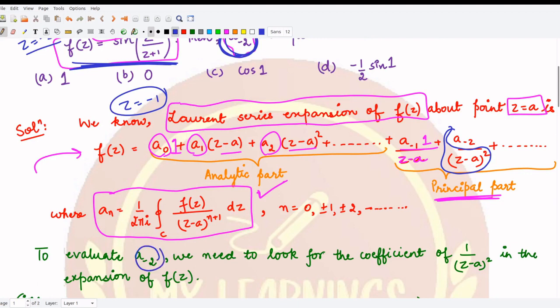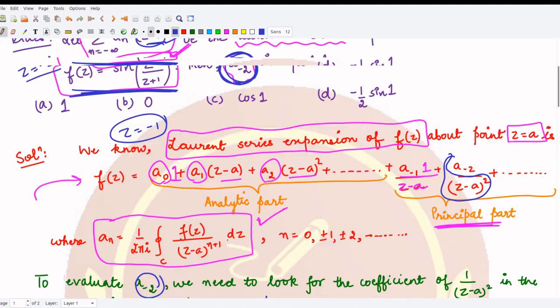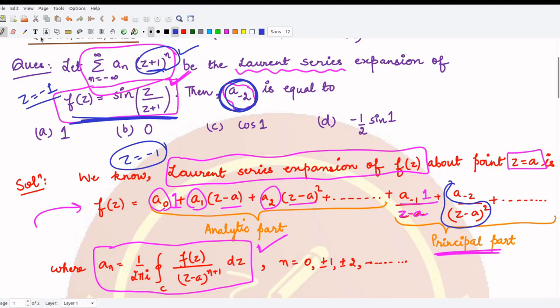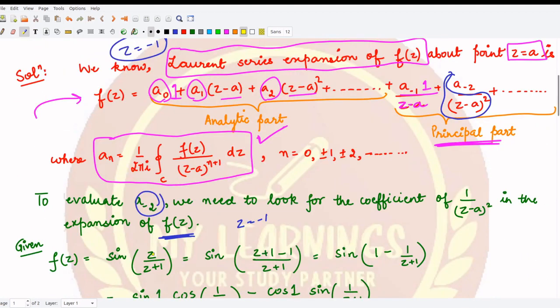So first of all, we need to expand our function f(z) about the point z = -1. Our f(z) is given to us in the question as this particular function, correct? So when we expand it, we have sin z upon z + 1. Now the expansion is quite simple. What you can do is just add plus 1 and minus 1 here and then separate the two terms, one with this one and another with this one. So you see the first one becomes 1 and the second one becomes -1 upon z + 1, like this.